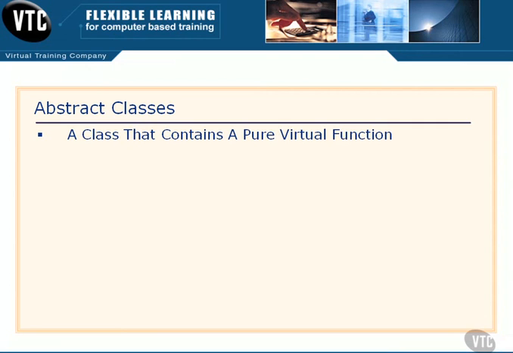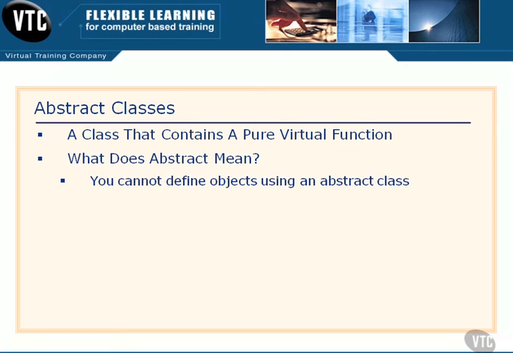What is an abstract class? An abstract class is a class that contains at least one pure virtual function. Now, what exactly does abstract mean? You're probably already thinking, concrete, abstract. Concrete means something I can see, touch, feel, that sort of thing. Abstract means something a little less solid. And in a programming sense, we're talking about a class that I cannot use to define objects.